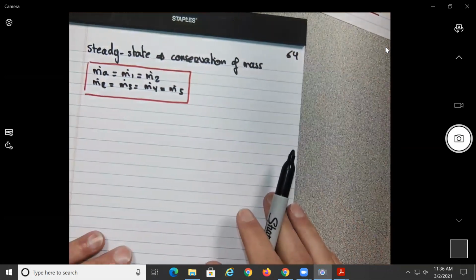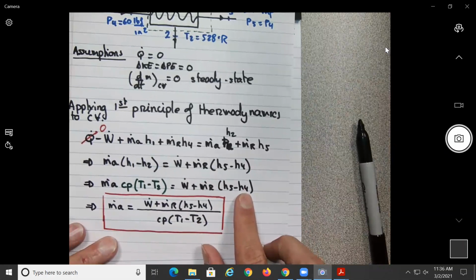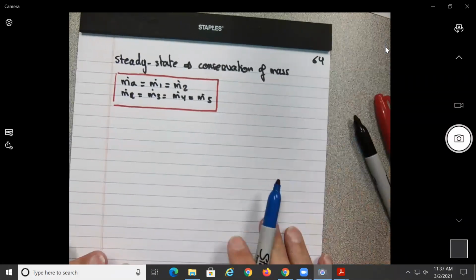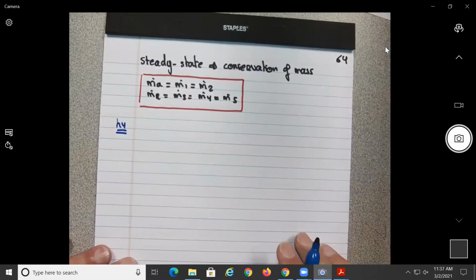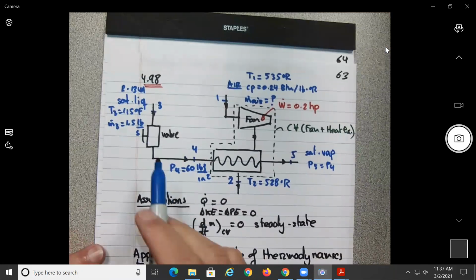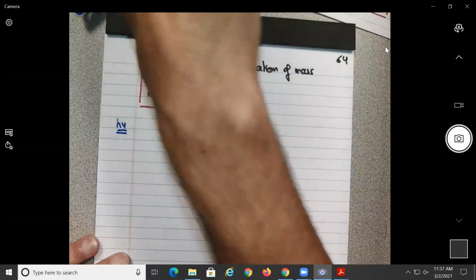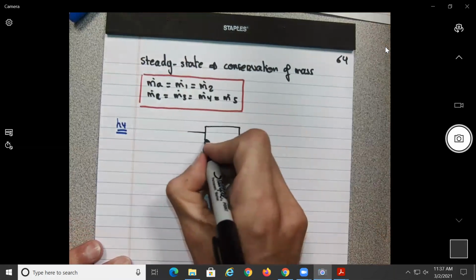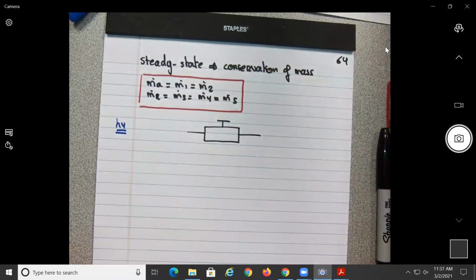Out of this equation, what do we need? We need to find H4, no? Yes? Okay, so let's go find H4 first, because that's really the reason why I selected this problem. So for H4, what is the component we're dealing with over here? It's the valve. So we're going to take the valve. I'm going to redo a sketch for the valve, but I'm going to do it in that direction. It doesn't matter. This is our valve. This will be our control volume.